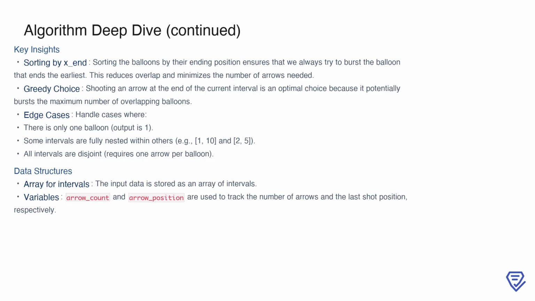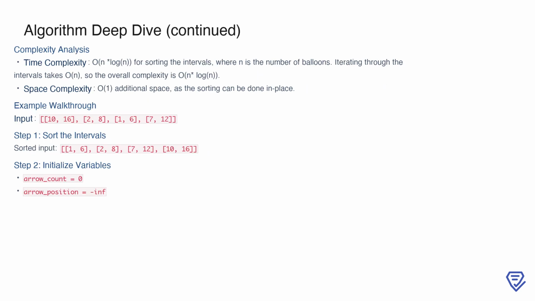The algorithm relies on simple data structures, an array to store the intervals and 2 variables, arrow_count and arrow_position, making it efficient and straightforward. The algorithm is not just simple but also efficient. The time complexity is O(n log n), where n is the number of balloons. This comes from sorting the intervals, which dominates the runtime.